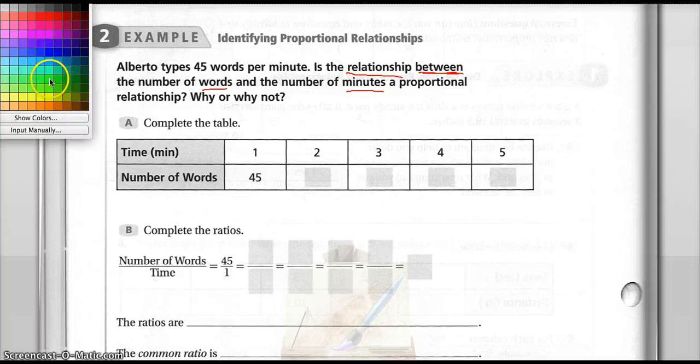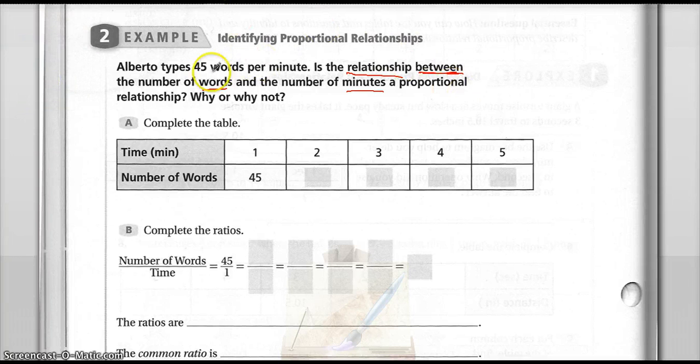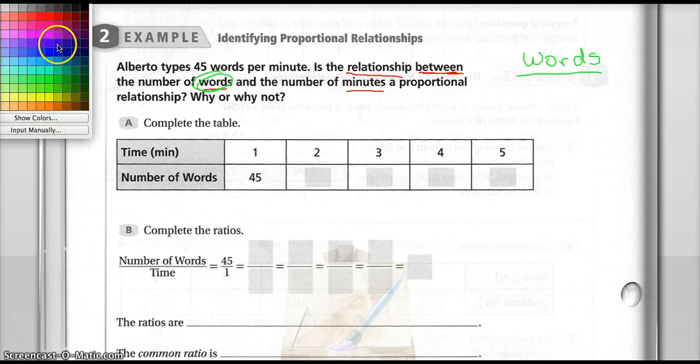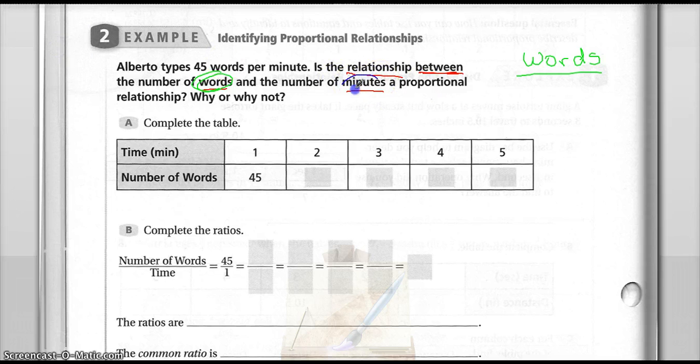If it tells you the relationship between the number of words and minutes, words is listed first, so words is going to be on the top in the numerator, and minutes is listed second, so minutes will be on the bottom. They will always ask you in the order of how they want it, top and then bottom. All right, so let's go ahead and look.